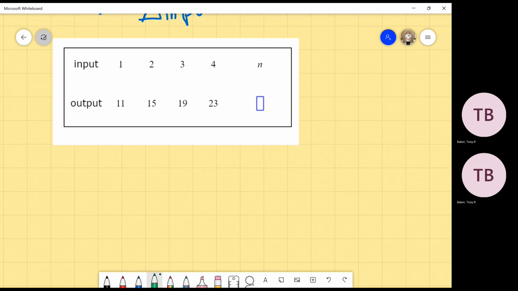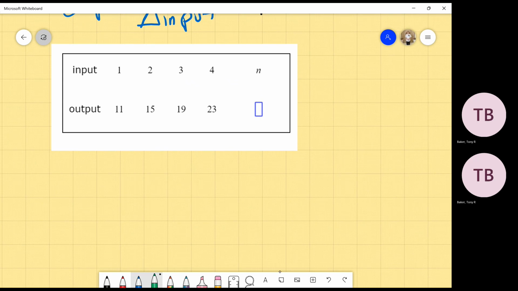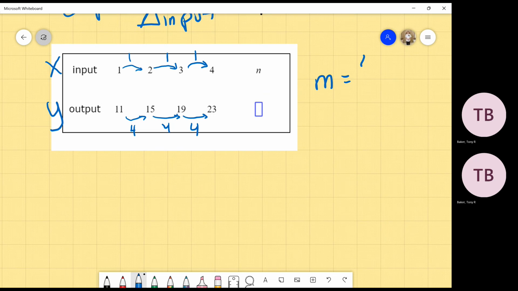All right, so we're going to do the same thing to this one. First thing we do is find my slope. So 11 to 15 is what? 4. 15 to 19 is? 19 to 23 is? 4. 1 to 2 is 1. 2 to 3 is 1. 3 to 4 is 1. Hey, this one works out nice. It's the same thing, so we only have to do it once. Remember, big piece, output over input. So my slope is 4 over 1, or 4.